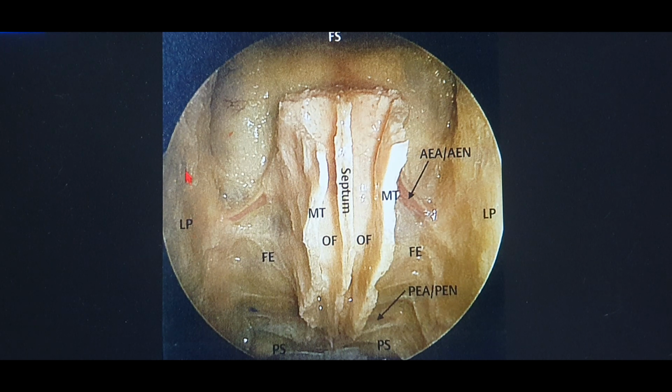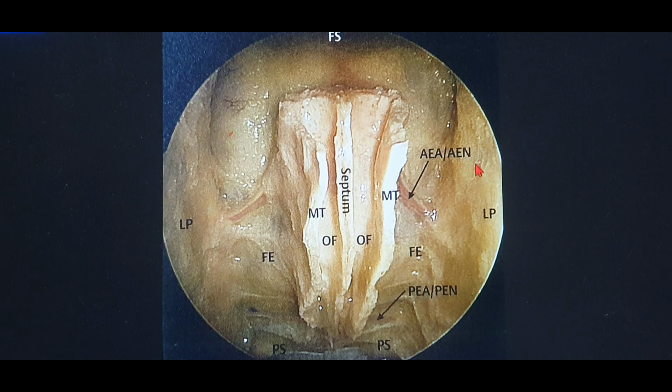You can see the lamina papyracea on both the sides. So the two lateral boundaries, as I said, were the lamina papyracea. The anterior limit was the posterior table of the frontal sinus. As you can see, this is the frontal sinus. A Draf 3 has been performed over here to have a better anterior access to the cribriform. So this becomes the posterior table of the frontal sinus. This becomes the anterior and the posterior ethmoidal skull base.